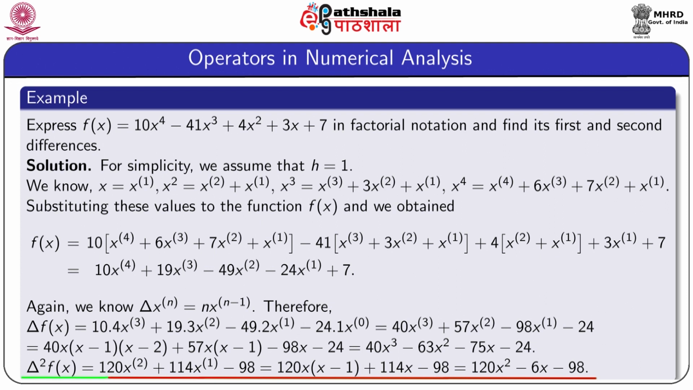Similarly, delta 2 f(x) equals 120 x factorial 2 plus 114 x factorial 1 minus 98. After simplification in terms of x this becomes 120 x square minus 6x minus 98. So, we observe that in terms of factorial notation the differences are easily calculated using the rules of derivatives.